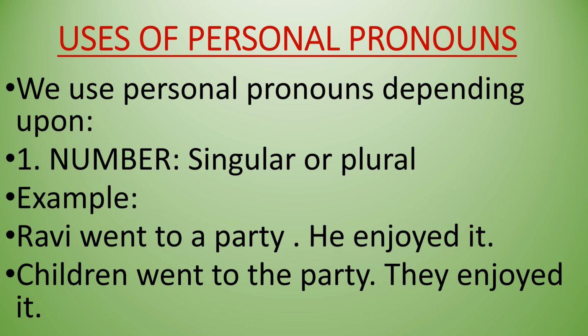So the first thing is number, that is singular or plural. It means that personal pronouns depend on the number of the noun, that is singular or plural. For example, Ravi went to a party. Here Ravi is singular, that is why I have used he enjoyed it. Now if I say, instead of Ravi, children. Children went to the party. Now children is plural. So instead of he, I will use the pronoun they: they enjoyed it. So that's why it is said that personal pronouns depend on the singular or plural number of the noun. Understood?